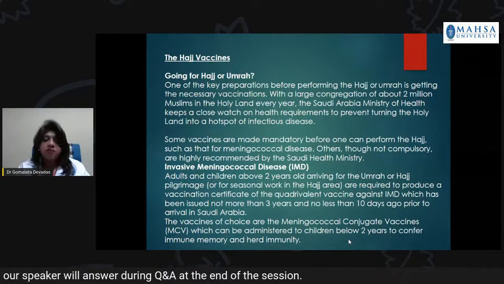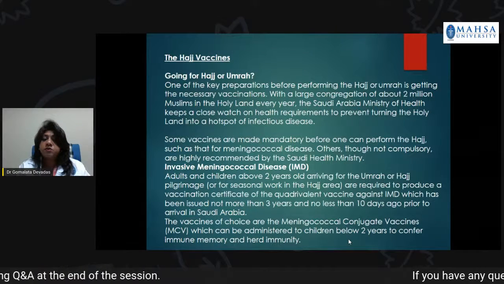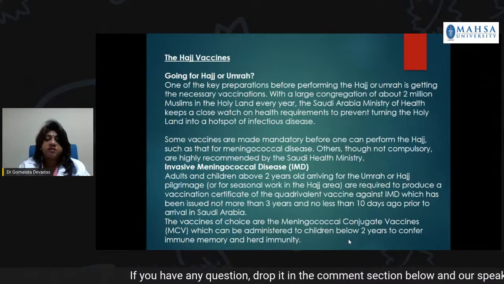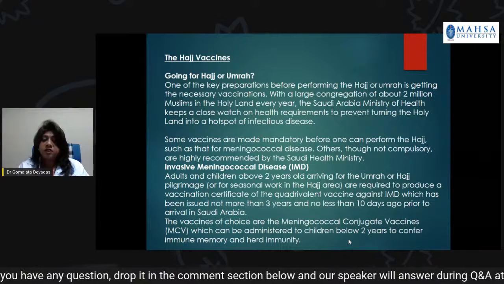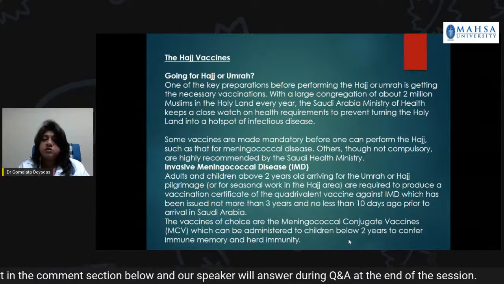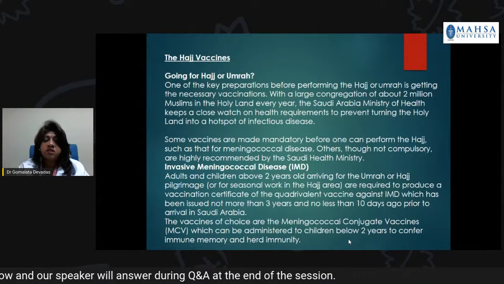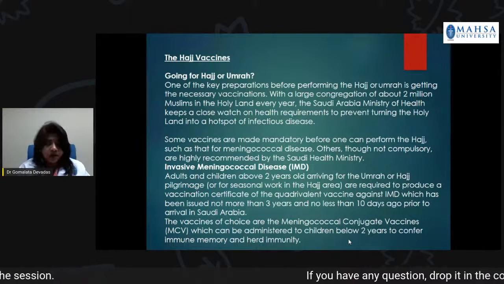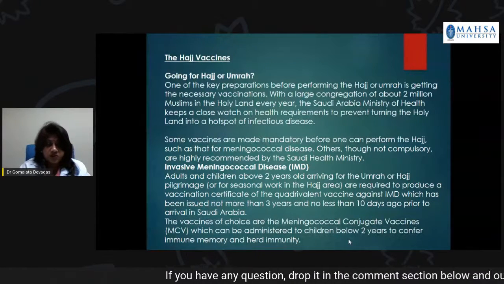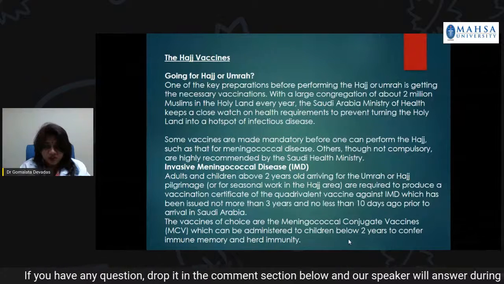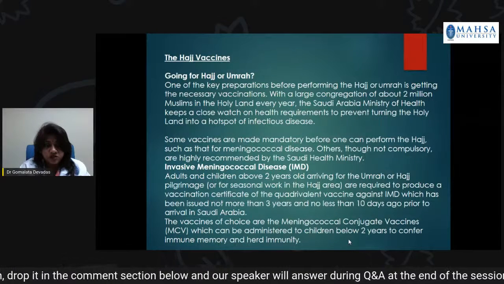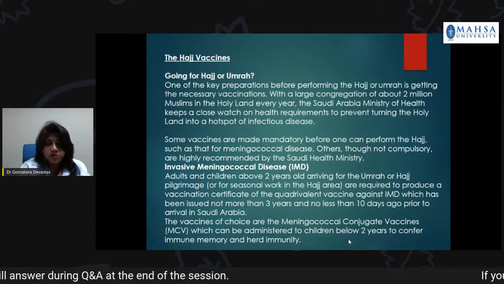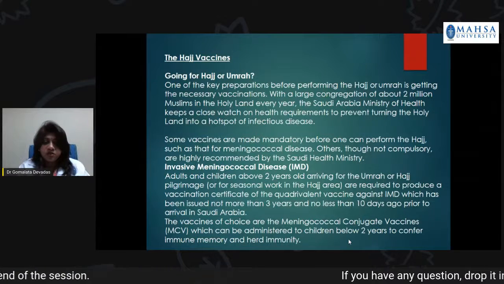Adults and children above 2 years old arriving for Umrah or Hajj pilgrimage are required to produce the vaccine certificate against IMD, which has been issued not more than 3 years and no less than 10 days prior to their arrival in Saudi Arabia. The vaccine of choice is meningococcal conjugate vaccine (MCV). It can also be administered to children below 2 years to confer immune memory and herd immunity.